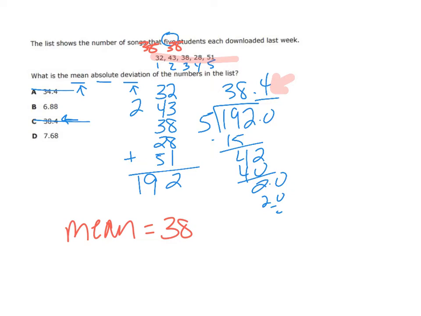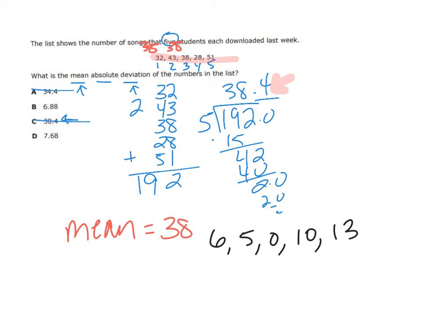So 38 minus 32 is 6, and 38 minus 43 is 5. Right, because 38, 2 to get to 40, 3 to get to 43, that's 5. And then I have 0, because 38 minus 38 is 0. 38 minus 28, 10. And 38 minus 51, I'm just going to grab my calculator really quick, 13.